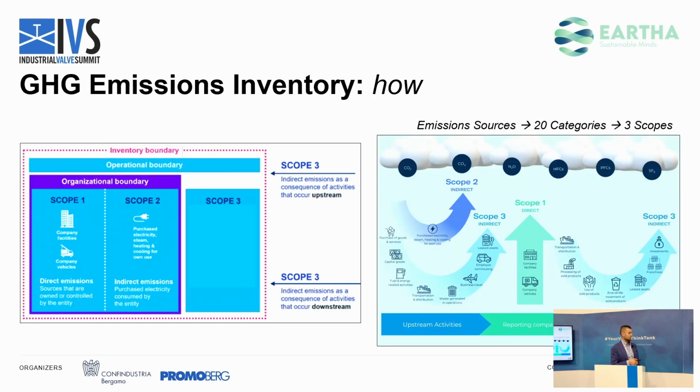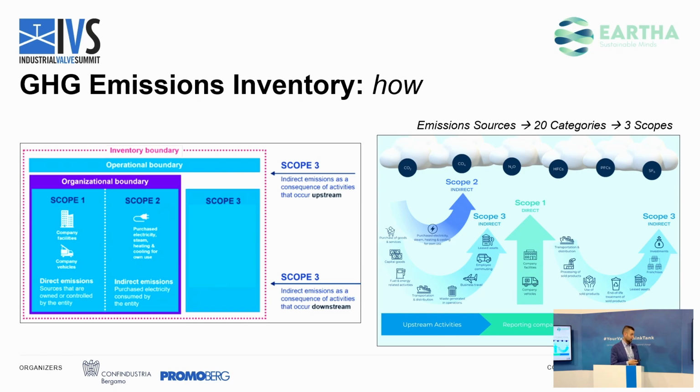This is just a representation of what I have previously defined. So we have to define the organizational boundaries, which include Scope 1 and Scope 2 emissions, and then the operational boundaries, including the Scope 3 emissions. All these scopes define the inventory boundaries, which are all the boundaries we have to include for greenhouse gases emissions estimation.